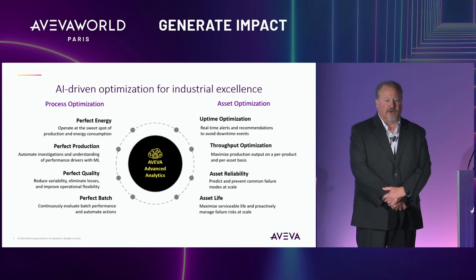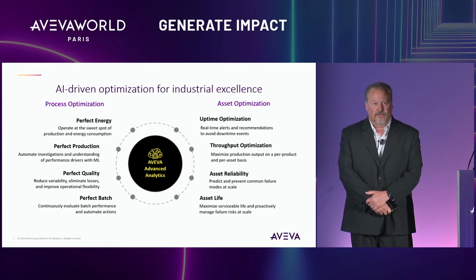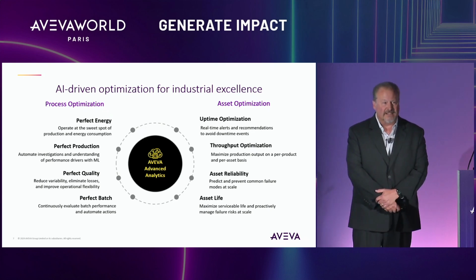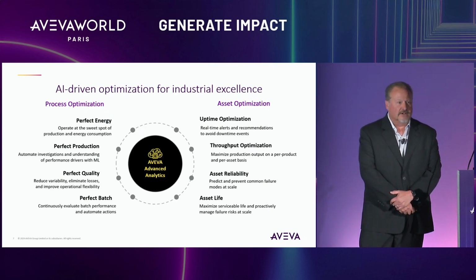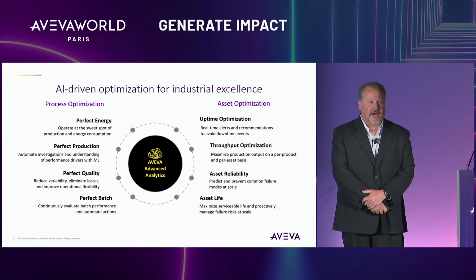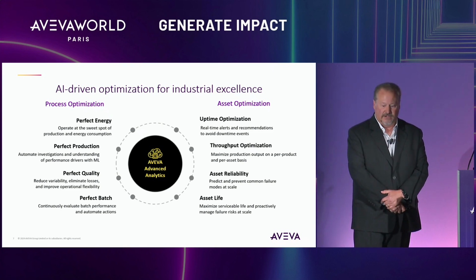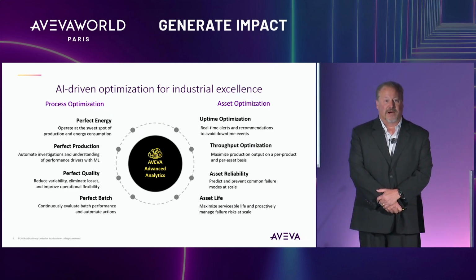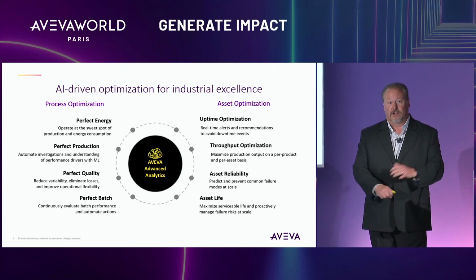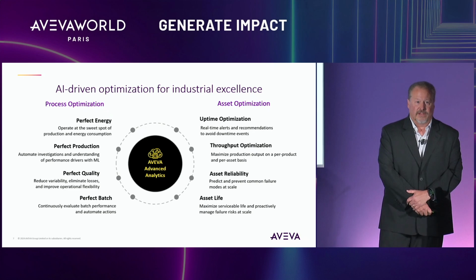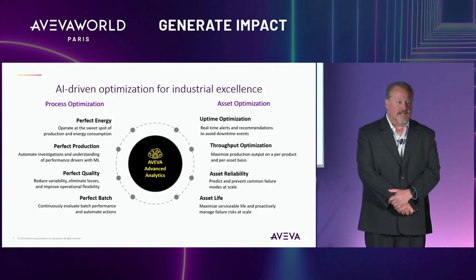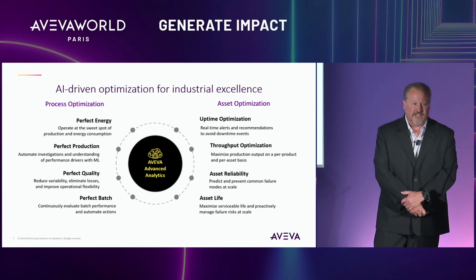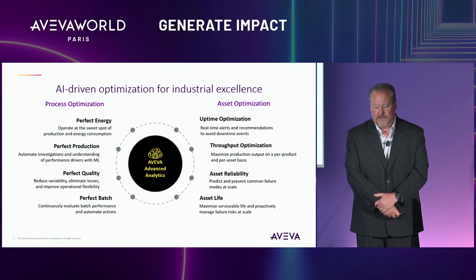So the kind of applications you can solve with advanced analytics are pretty broad across the board. In process optimization, perfect energy is really at the sweet spot of every industry, every application. Really trying to get the most out of your assets while minimizing the use of energy. And that's energy of all types, everything from steam, electricity, gas, water. This is really a key thing for sustainability for every company out there.